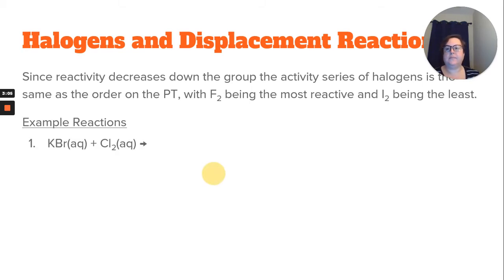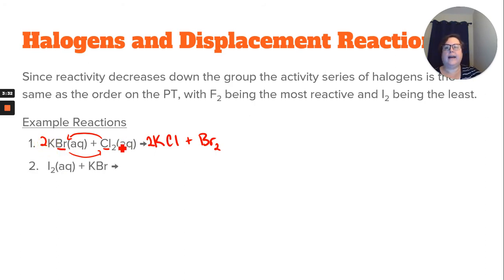So if we look at some examples here, we have potassium bromide and then chlorine. So chlorine, being higher on the periodic table than bromine, will replace the bromine. So it's kind of like you're switching partners. And so we would have potassium chloride, cross your charges. And then bromine is a diatomic, so it would need that subscript 2. And then to balance it, we would put 2 and 2.